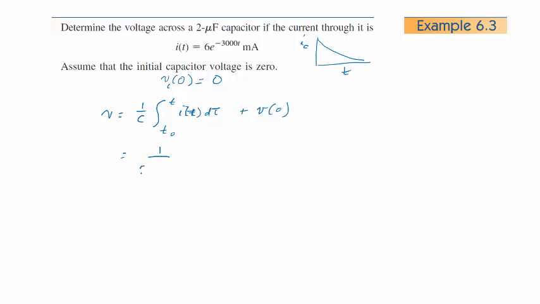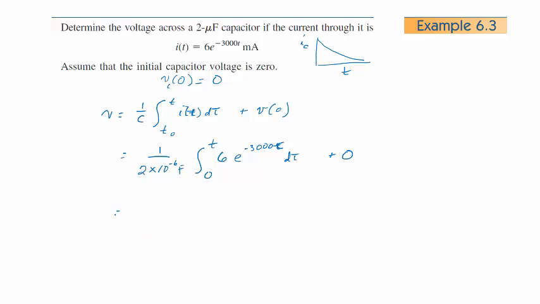It's 2 microfarads. Keep it in pure units, which is 2 times 10 to the minus 6 farads. And the integral we want is from time 0 to T. And then we just plug in the equation, 6e to the minus 3000 tau d tau. And voltage at time 0 is 0. So we are good there.